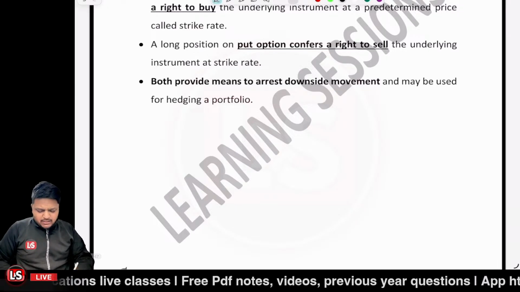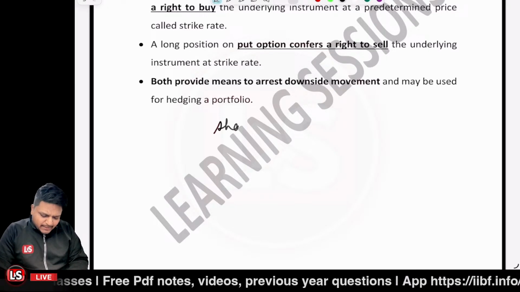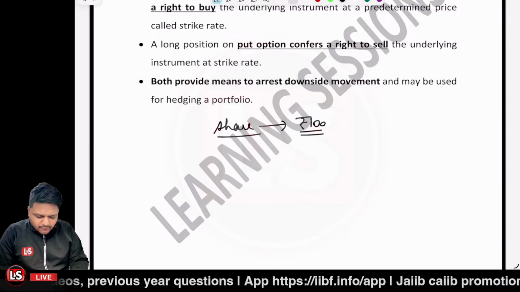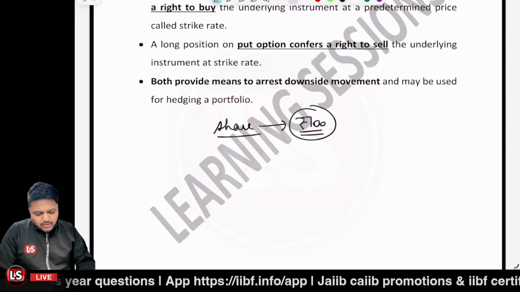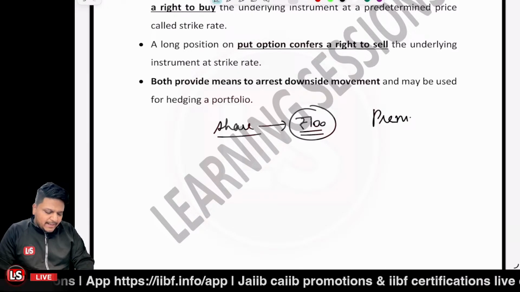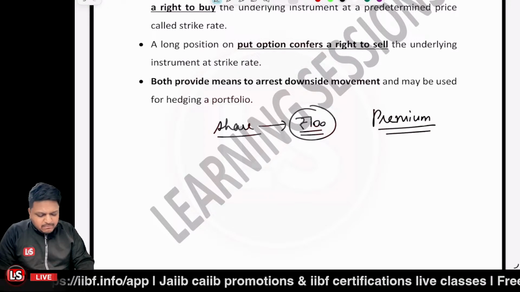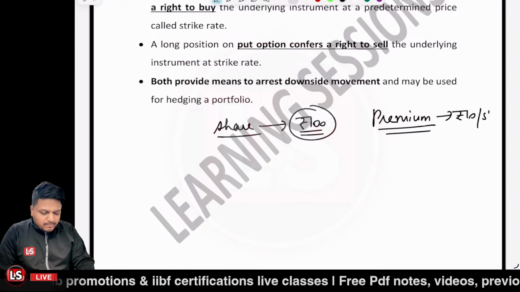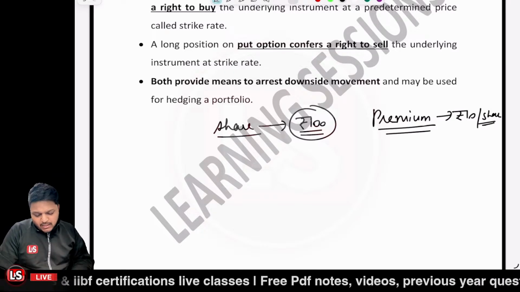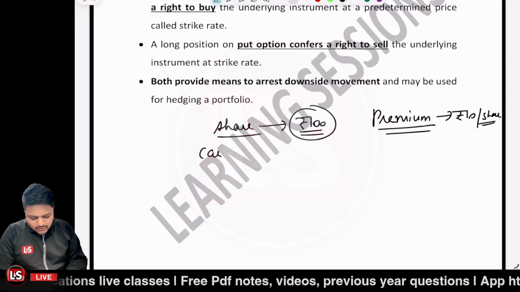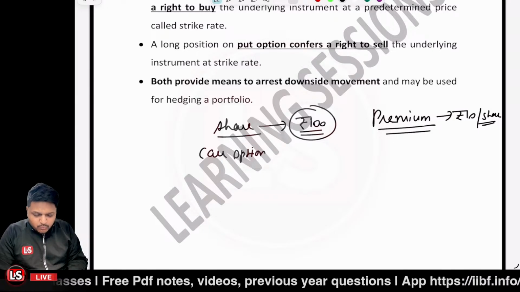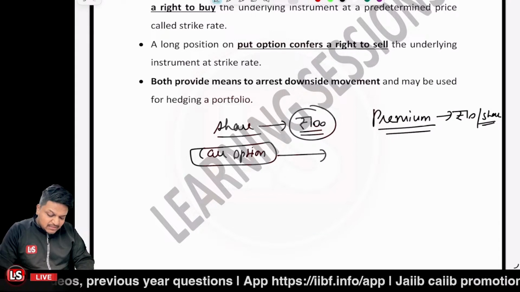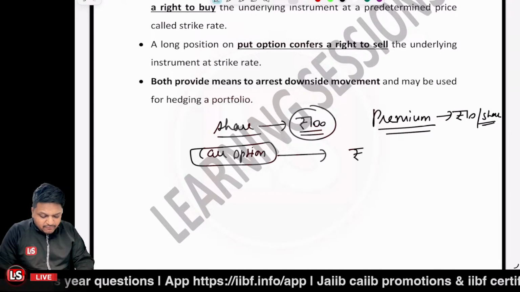Let's consider that the share has a spot price of rupees 100, right? And you pay a premium whenever you buy an option. Let's say we have paid a premium of rupees 10 per share. And let's say you are going for the call option. First of all, the call option gives you a right to buy, right? And let's say it can be exercised at the price of rupees 115.